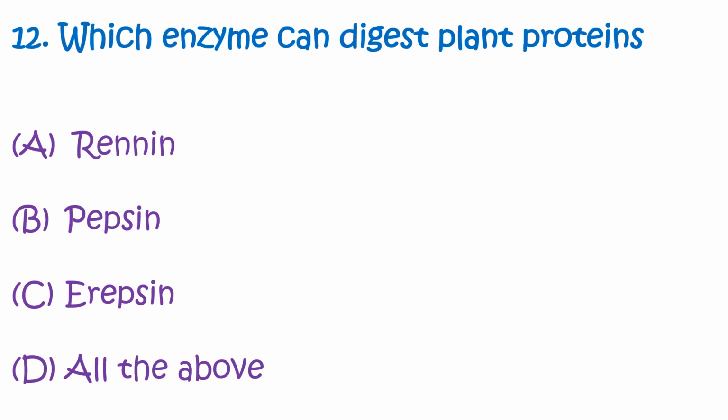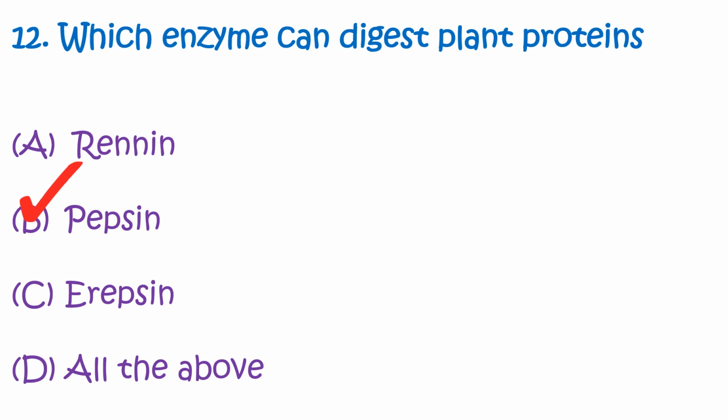Question number 12. Which enzyme can digest plant proteins? Options are option A rennin, option B pepsin, option C erepsin, option D all of the above. And the correct answer is option B pepsin. Here all the options given are proteolytic enzymes.